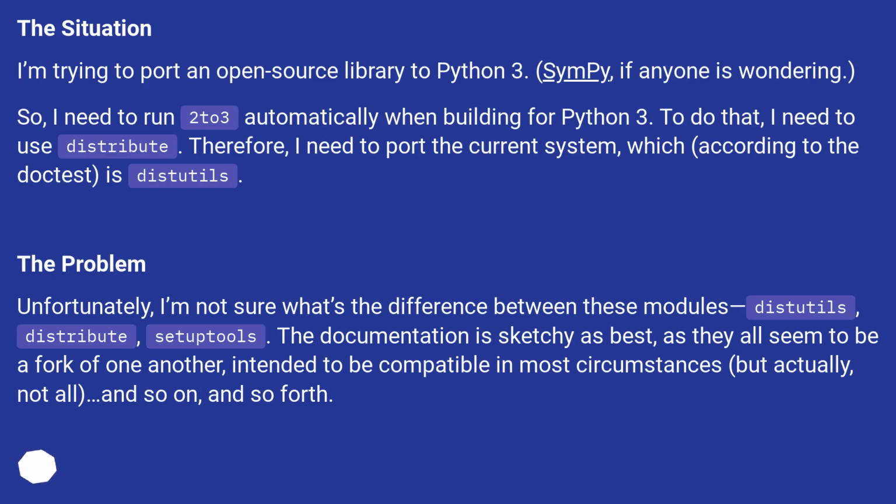To do that, I need to use distribute. Therefore, I need to port the current system, which, according to the docs, is distutils. The problem: unfortunately, I'm not sure what the difference is between these modules: distutils, distribute, setuptools. The documentation is sketchy at best, as they all seem to be a fork of one another, intended to be compatible in most circumstances, but actually not all, and so on and so forth.